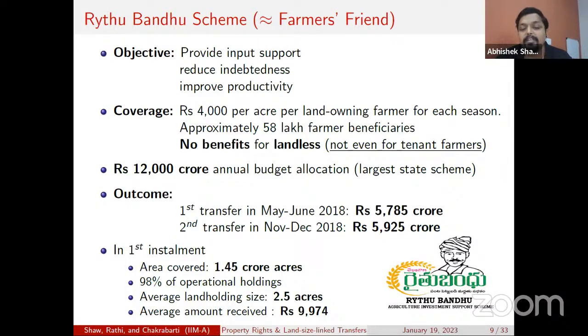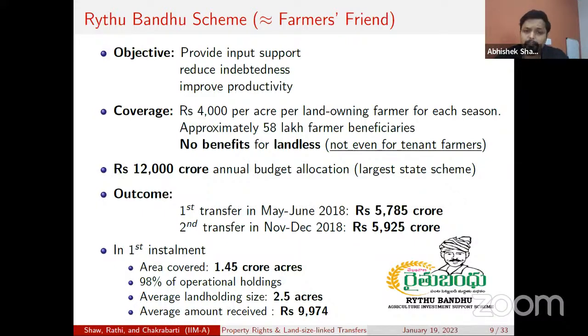One is that they wanted to provide input support, which is timely support, right? They wanted to give it at a time during sowing so that people would have enough capital to purchase certain inputs. And this would reduce the kind of indebtedness that you would see at that time, where you had short-term borrowing to overcome capital costs. And the larger objective was to improve productivity in agriculture.